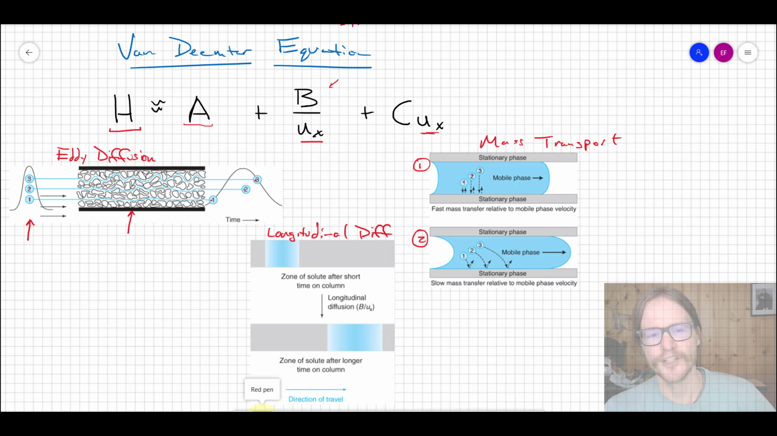And so just as the flow rate in this case serves to mitigate the effects of longitudinal diffusion, in the case of mass transport, the flow rate of the system actually exacerbates its effect. Because as you can imagine, if the mobile phase starts cruising through here at a much faster rate, that's even less time for all 3 of these particles to re-equilibrate, which further exacerbates the broadening contribution from that.